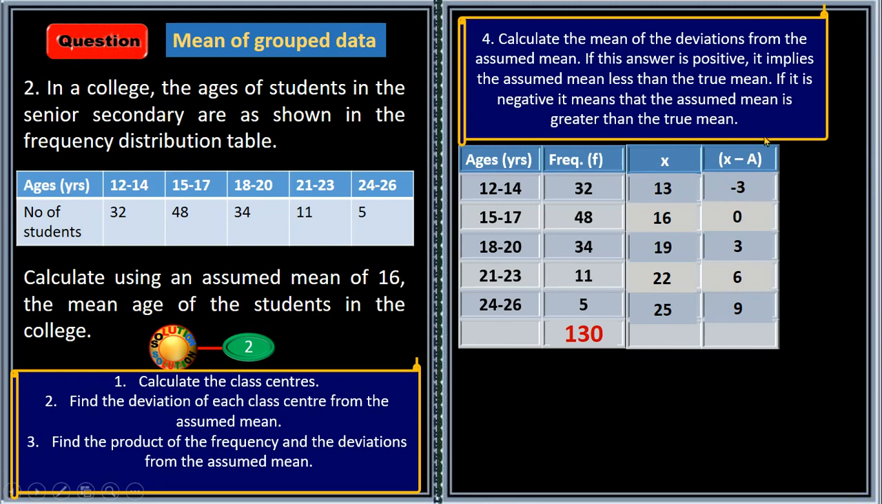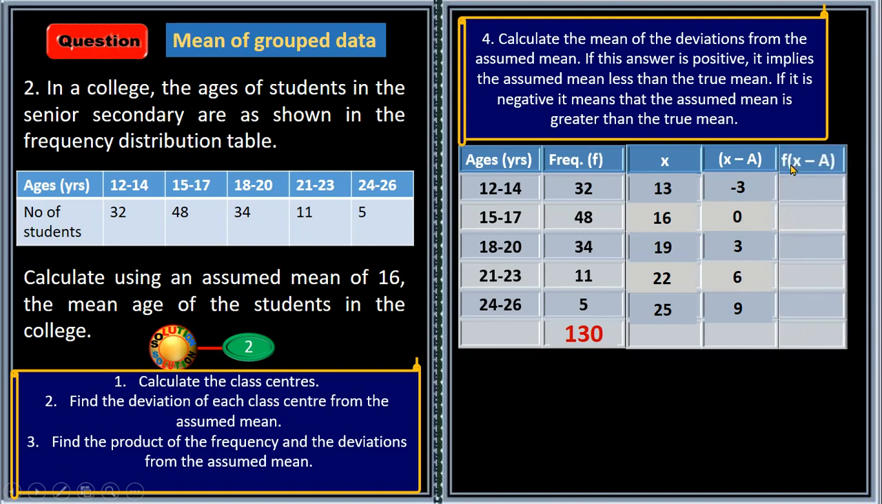We are going to find the product of this column and the frequency, so we add another column to the table. Now we are going to multiply this column with this column. 32 multiplied by minus 3 will give us minus 96. 48 multiplied by 0 will give us 0. 34 multiplied by 3 will give us 102. 11 times 6 will give us 66. 5 times 9 will give us 45. You can see the numbers we are dealing with here are not too big. If you multiply the original columns, you discover that you'll be dealing with very large numbers. So that's the advantage of working with the assumed mean.